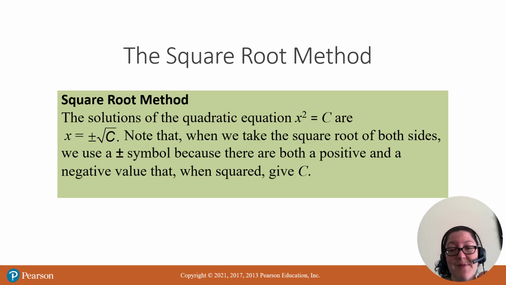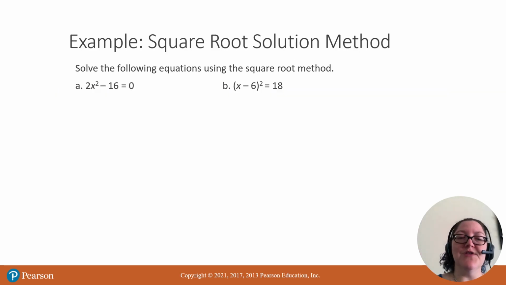If you drop the plus or minus, you're going to get a wrong answer, because when you take the square root of something that's already squared, the thing being squared can be positive or negative. So it's very important that you give both options, the positive and the negative square root of c. So let's try this out. Let's do 2x squared minus 16 equals 0, and then let's look at x minus 6 quantity squared equals 18. Both of these are perfect for the square root method.